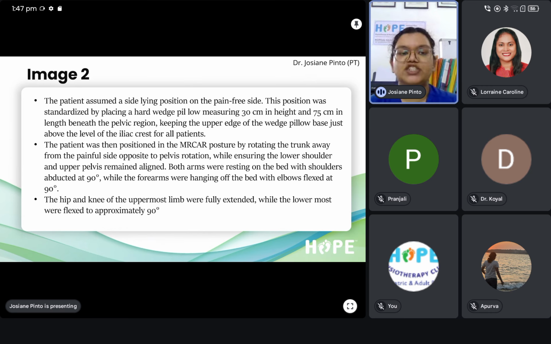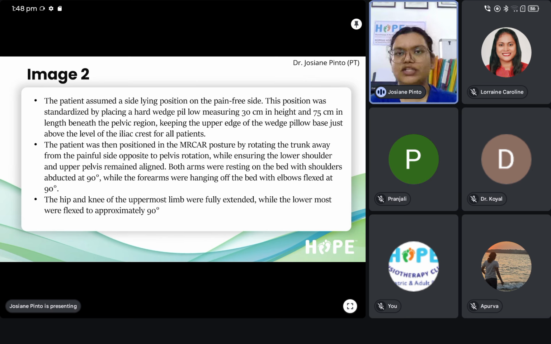Now, image 2, the patient assumed a sideline position on the pain-free side. This position was standardized by placing a hard wedge pillow measuring 30 centimeters in height and 75 centimeters in length beneath the pelvic region, keeping the upper edge of the wedge pillow base just above the level of the iliac crest for all patients.